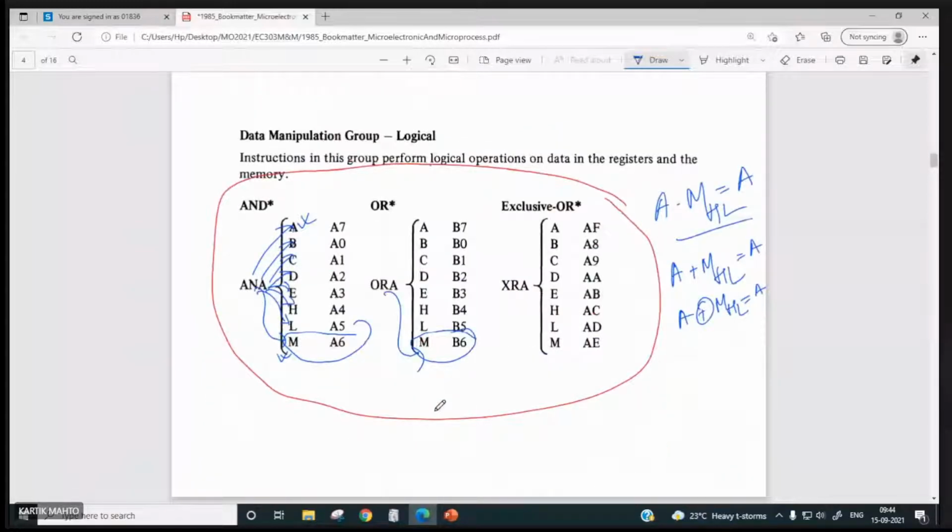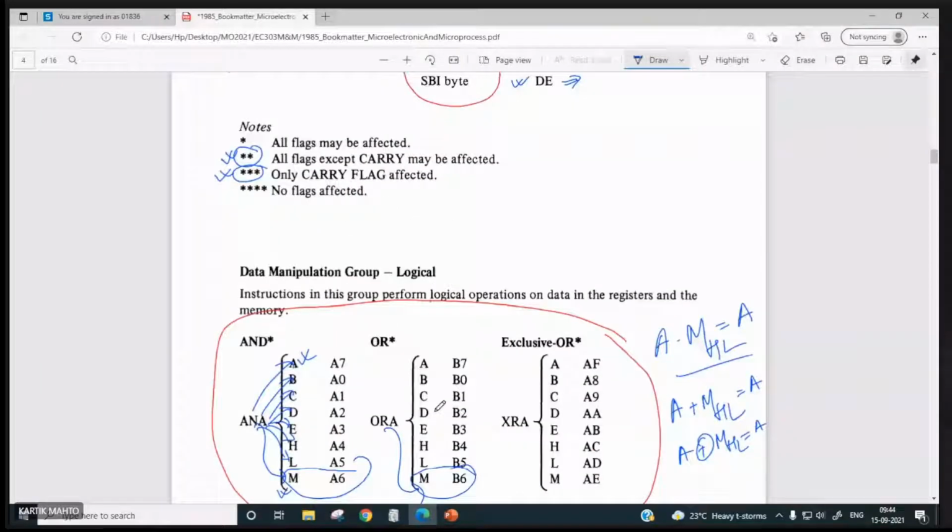All flags may be affected, it is written over here. But during this AND or XOR operation, carry is not going to be affected.